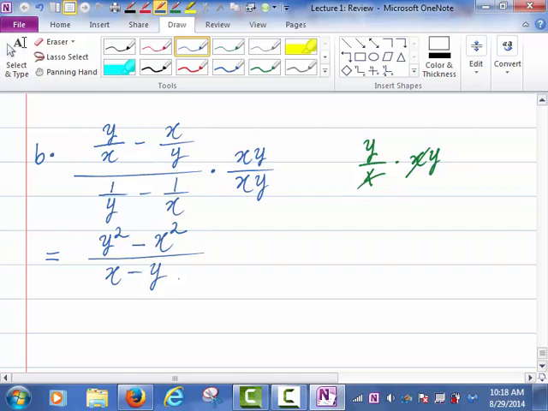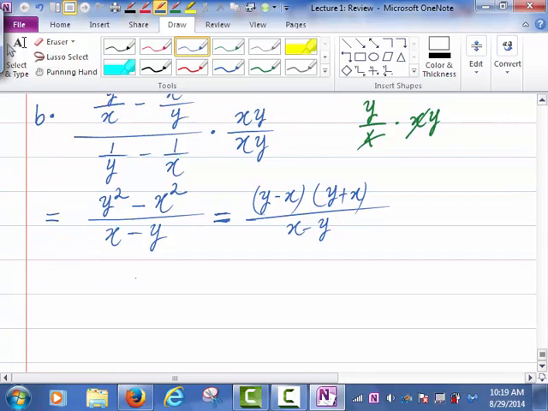Okay, now can I factor out the numerator? Is it possible to factor out the numerator? So what do I get? It should be y minus x, right? So I get y minus x times y plus x, divided by x minus y. What's the difference between x minus y and y minus x?